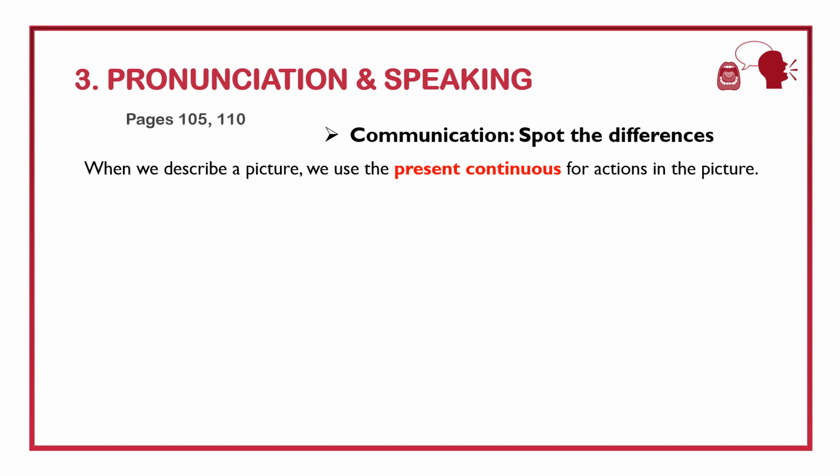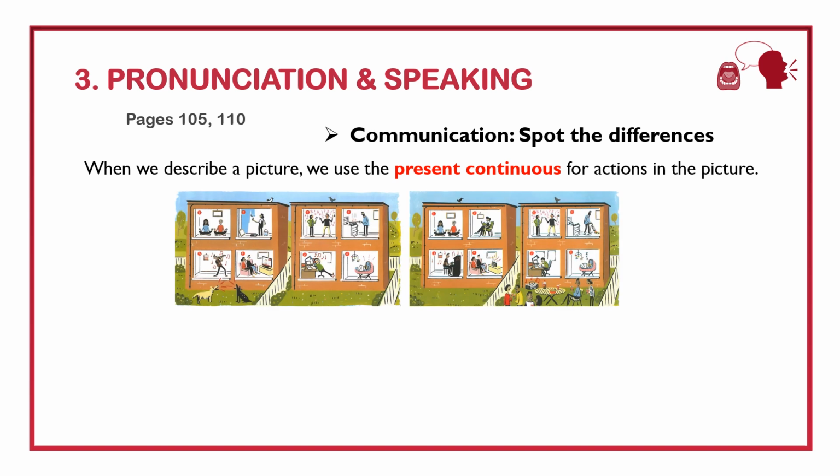So here we have the two pictures. You need to look at them and then try to find some differences. I'll give you an example. On the left side, maybe picture A, you can see that there are two dogs and the dogs are barking.